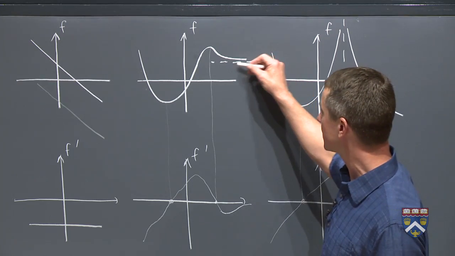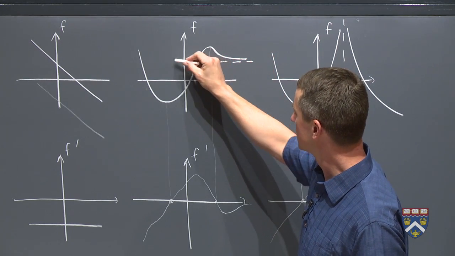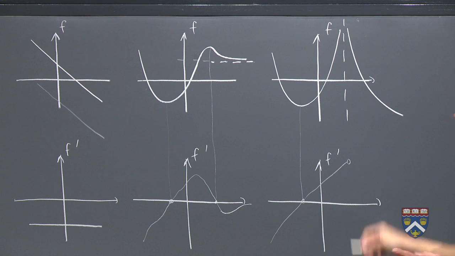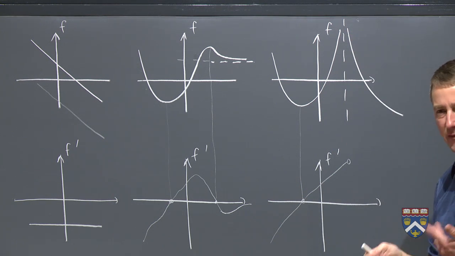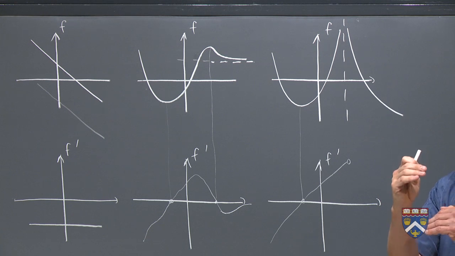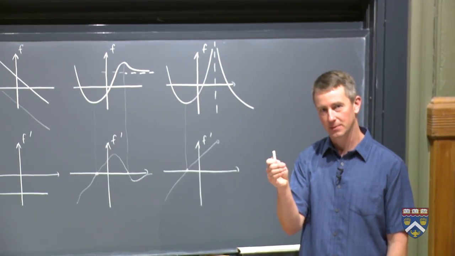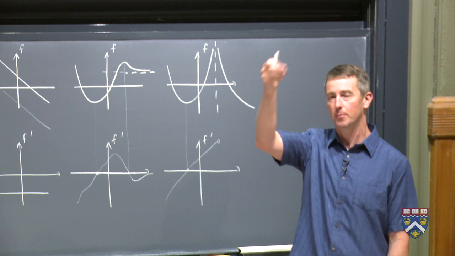We can cross a horizontal asymptote, right? I crossed this one right here. But I cannot cross a vertical asymptote. So we know that it's not the case that f eventually levels off at a slope of 1,000. That can't happen. It couldn't happen at a slope of 1,000,000 or 1,000,000,000.